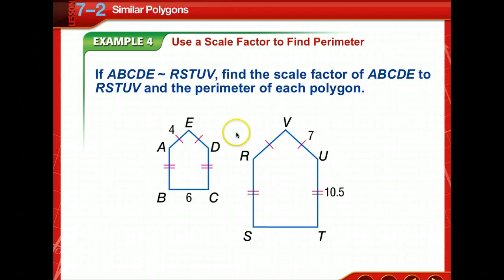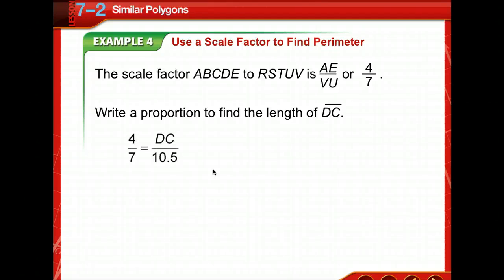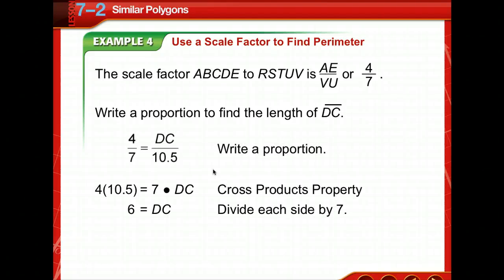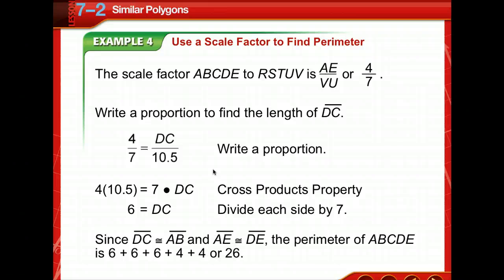So 4 is to 7 as we're trying to find perimeter. 4 is to 7 as DC is to 10.5. So let's find this measurement. When you do the math, you're going to find out that DC is equal to 6. So since DC is congruent to AB and AE is congruent to DE, the perimeter is we simply add up all those measures. Now that we found out that this is 6, we have 6 plus 6 plus 6 plus 4 plus 4, so we end up with 26.